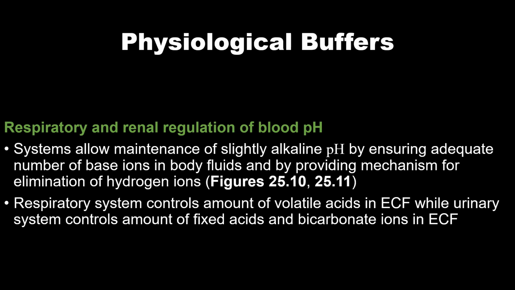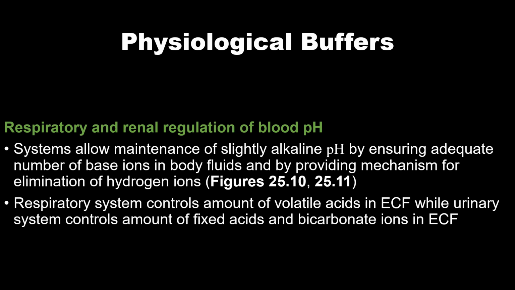And there are two systems: the respiratory system, which controls the amount of volatile acids in the extracellular fluid, and the urinary system. Both of them work to control the amount of fixed acids and bicarbonate ions in the ECF. Now, these systems also work to correct hydrogen ion imbalances, and so for these reasons, these two together are referred to as a physiological buffer system.